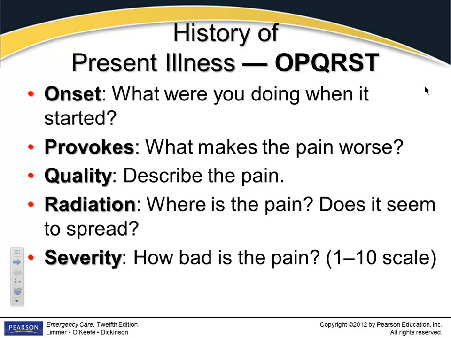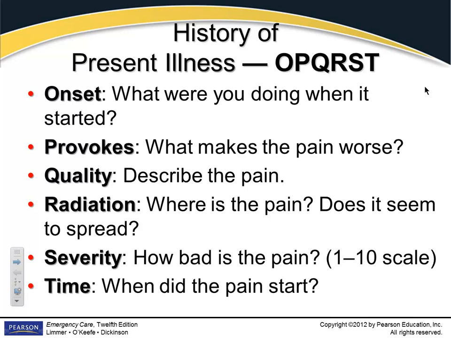Or he may say it's a 7 out of 10, and you put them on oxygen, you calm them down, you put their feet up, whatever, you sit them up. And now they say it's a 4 out of 10, they've gotten better. So that 1 to 10 scale, you always want to get a numerical value from every patient, as long as they're conscious. Time. When did the pain start? 10 minutes ago. That's different than onset. Onset is what were you doing when it started. Time is when did it start. Okay?